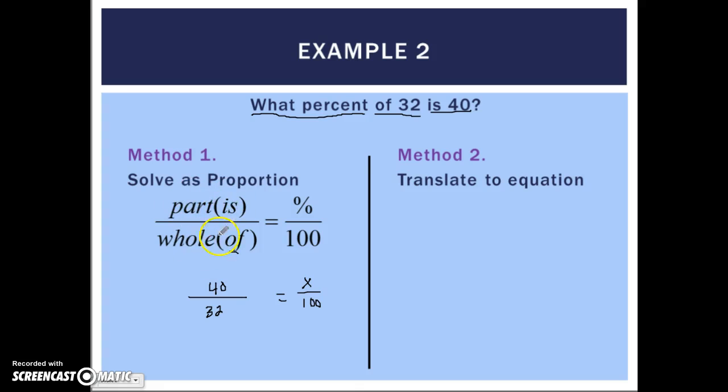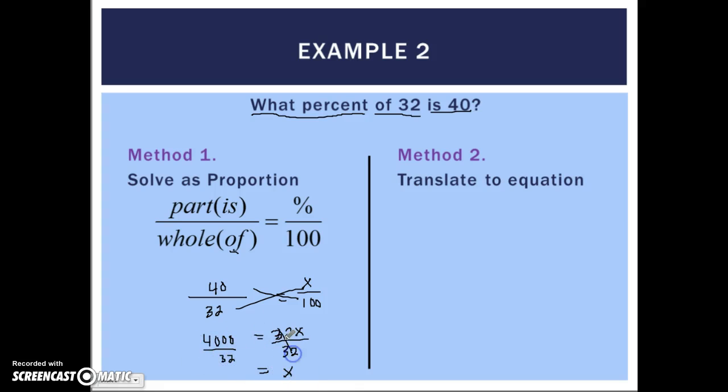So on your notes where you wrote the proportion equation, put the little "is" and the "of" with those two words, because it helps you know which number goes where. And then you just cross multiply again. 40 times 100 is 4,000. 32 times x, you get 32x. And then just solve for x. I want to get x by itself, so I'm going to divide by 32.